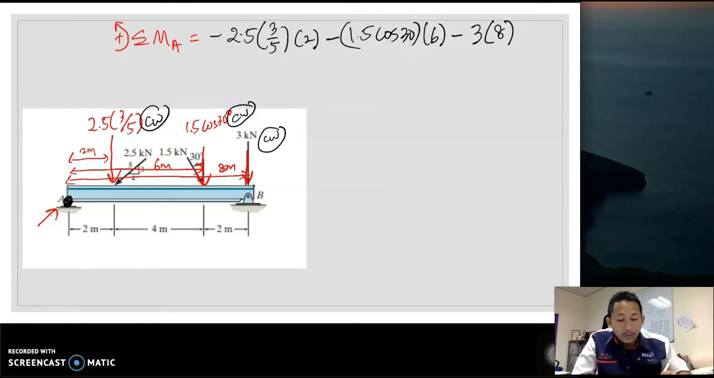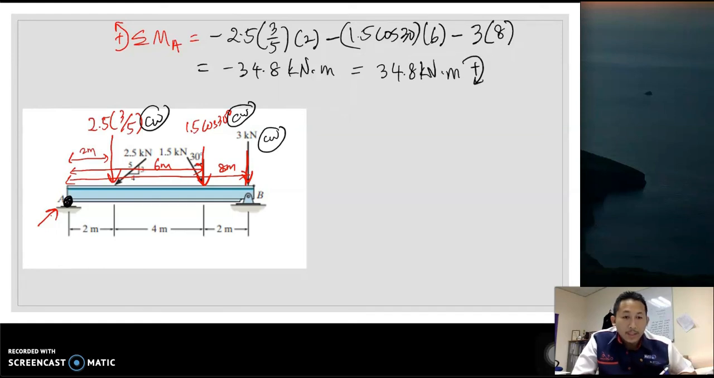Okay, so from calculator we calculate, the answer is 34.8 kilonewton meter, equal to 34.8 kilonewton meter clockwise direction at point A. Okay, that's all for our tutorial number 2. Thank you very much.